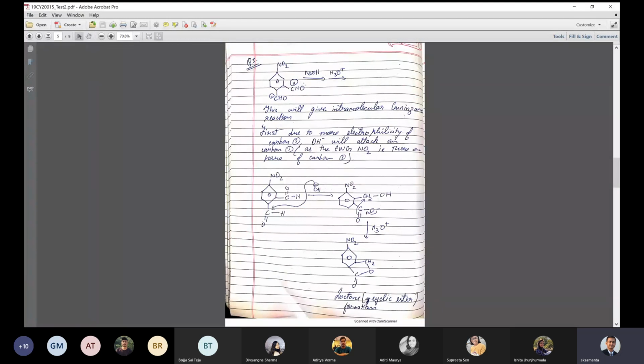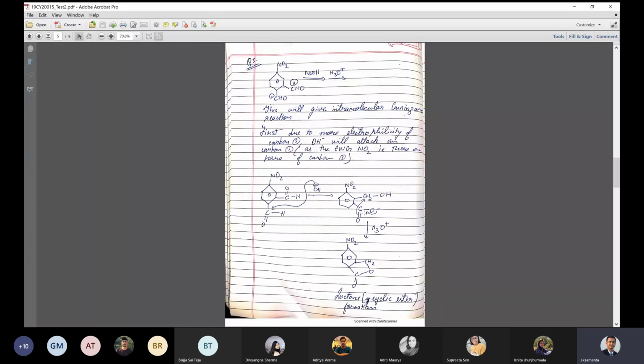In case of this one, this is a little bit tricky because you always think that meta means this is more reactive, but it's not the case. For the electron withdrawing case, para is the one which is in conjugation with the NO2 group, nitrogen dioxide. So I think one or two have made this mistake. You have attacked with meta CHO. It's not the case. It should be the para CHO. This is the one.